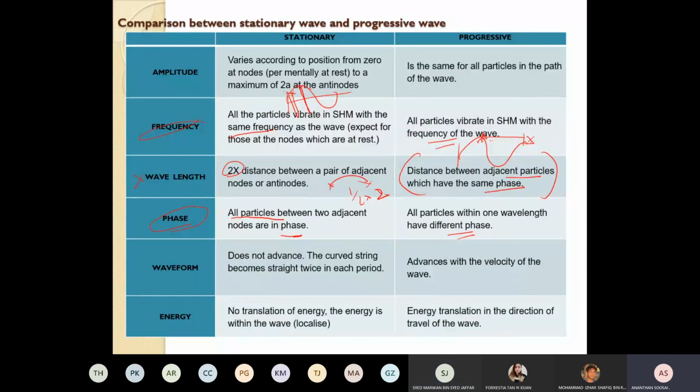Okay, so these are the differences, the comparison between the two. You have to remember these differences. If they ask for the main difference, talk about energy. Any questions from here? Okay, this is the fact to remember. Please memorize these facts about the differences between stationary and progressive waves. Any questions so far? So we're done with stationary waves already.